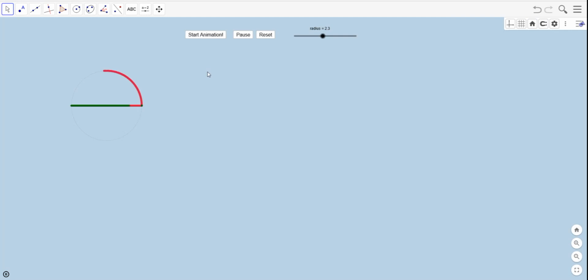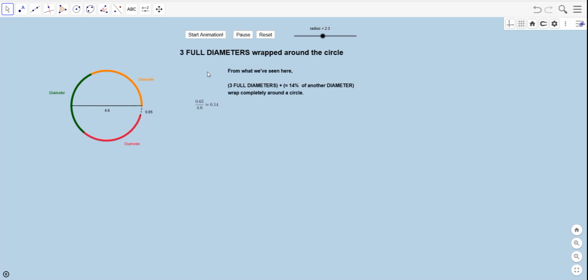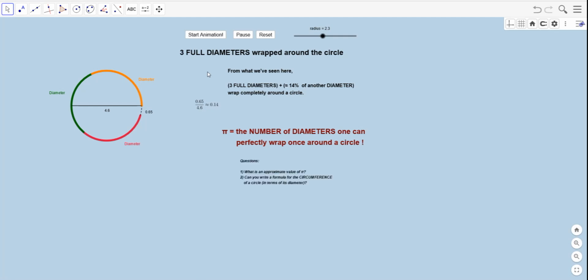If you're looking at the number of diameters, it's the same. One full diameter, second full diameter there, a third full diameter, and about 14% of another diameter. So once again, it doesn't matter if it's a small circle or a big circle. If you take the circumference of the circle, the distance all the way around, and divide it by the distance straight across through the center, the diameter, you get the same number every time. It's a little bigger than 3, around 3.14. But it turns out to be the same number every time.